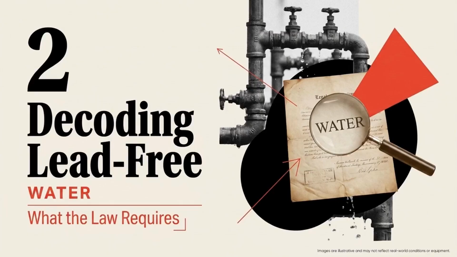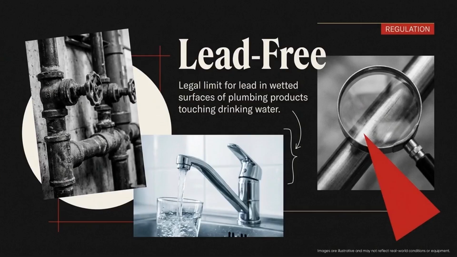Which brings us to step 2, decoding lead-free and figuring out what the law actually requires from you. Okay, so when you hear the phrase lead-free, your brain probably jumps straight to 0 lead whatsoever, right? Well, practically speaking, in manufacturing, absolute 0 is almost impossible to hit. So the government actually uses lead-free as a legal threshold. Instead of dealing with crazy mathematical formulas, just know this: regulators only care about the specific parts of a pipe, fitting, or fixture that actually touch the drinking water. In the industry, we call those the wetted surfaces.